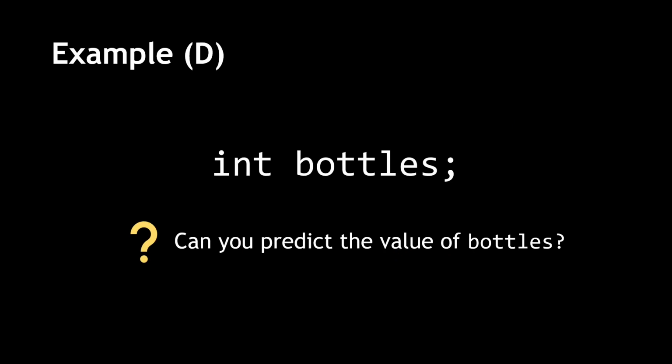In this example, we are defining the variable named bottles, which is of type int, and we are ending the statement with a semicolon. So this is a valid statement. But can you predict the value of this variable bottles? Turns out you cannot. Whenever you define a variable without initializing it, the variable is assigned an indeterminate value. You cannot predict what that value would be. Thus, it is always safer to initialize your variable to some standard value.